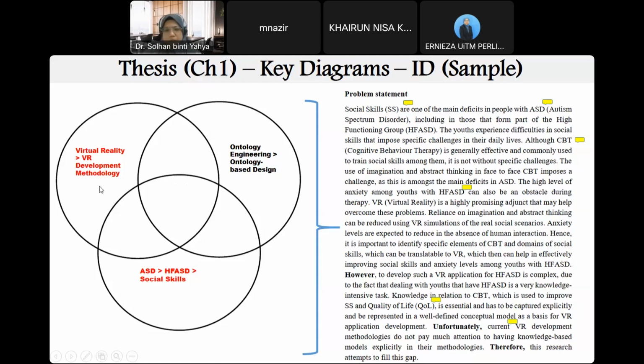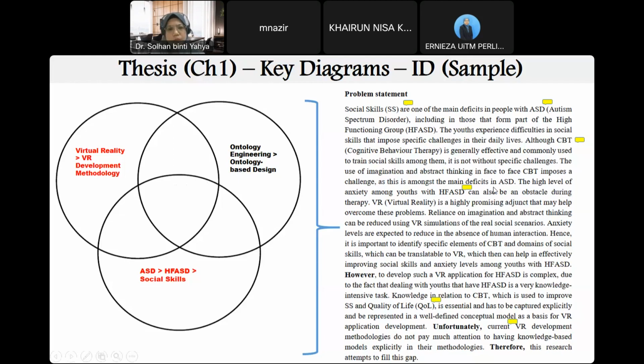Kemudian yang third circle ni very important sebab inilah PhD dan master dia. Setelah dia review, dia buat literature, dia merasakan bahawa dalam domain virtual reality, ada satu kolam yang berkaitan tentang virtual reality development methodology. Dan dia merasakan ada key paper yang ada gap dekat situ, dari segi menggunakan pendekatan ontologi untuk membantu virtual reality development methodology yang lebih baik. Alright? So itulah kisah dia bermula dengan naratif.